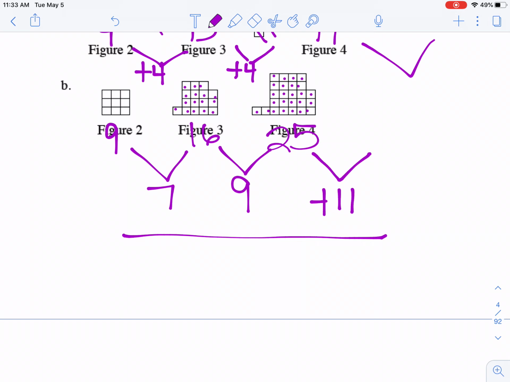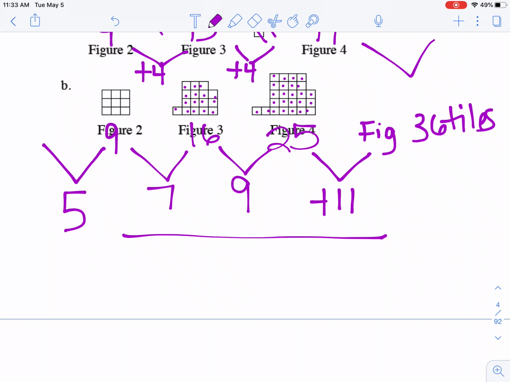Okay, so figure 5 would have 11 more than figure 4. So figure 5 would have 36 tiles. And if I went back to figure 1 and had to find figure 1, it would have 5 less than the previous figure. So if figure 2 is 9, figure 1 will have 4 tiles. Okay, hopefully this helps.